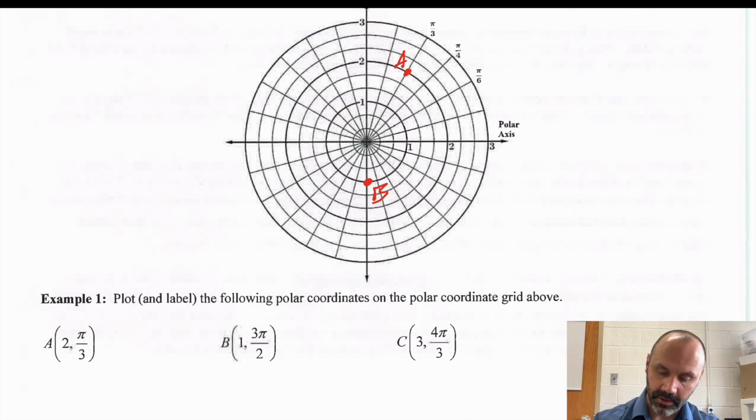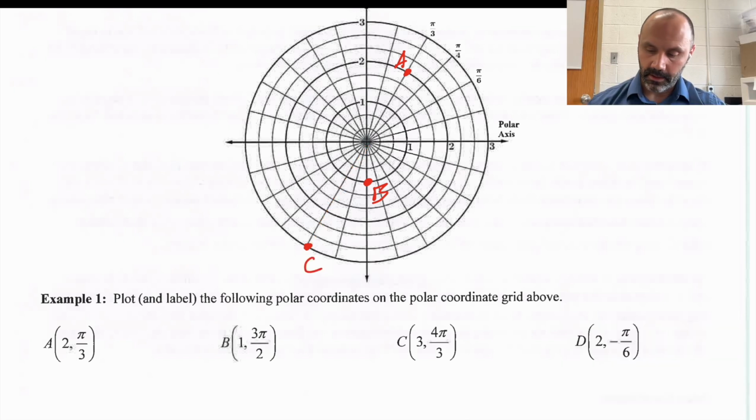Point C is 3 comma 4 pi over 3. So I go out to 3. And now I need to go 4 pi over 3 around. And so that's going to take me over to here. Right? This angle here is 4 pi over 3. So this is C. And then D, 2 comma negative pi over 6. Negative pi over 6 is going this way, going clockwise, and the radius is 2. So I'm going here out to 2. And so now I'm going to label this as point D.